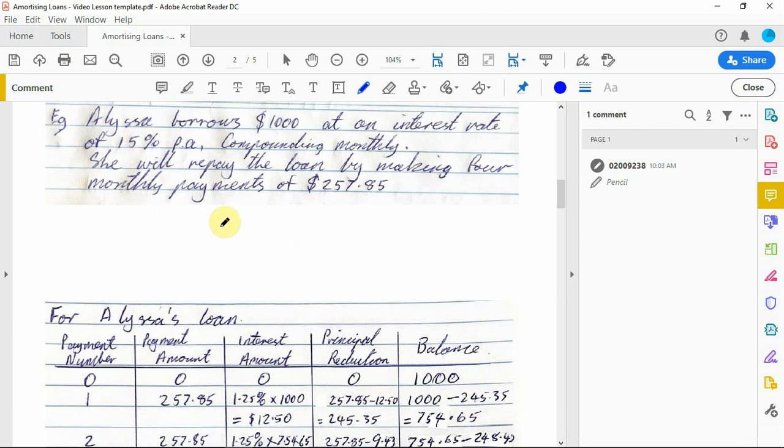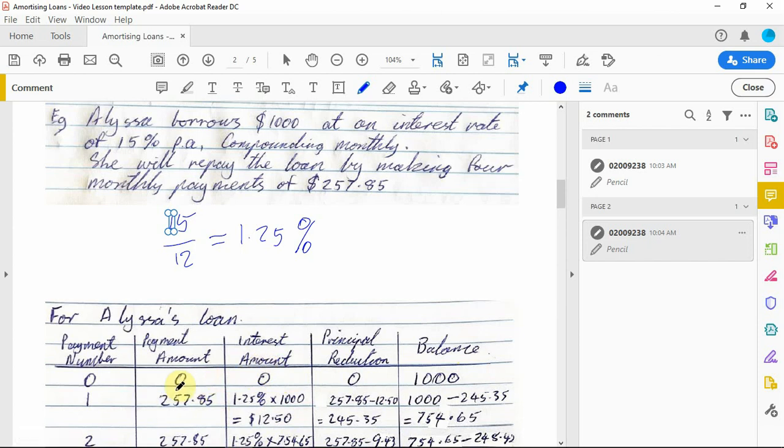15% per annum, when you work that out, that's 15% over 12 months, because it's compounding monthly, and that comes out to be 1.25 when you work that out. So each month, the monthly interest amount per compounding period is 1.25%. So that's where this goes here. Times by 1,000, because our previous balance, the previous line up, is 1,000. So $12.50 she's charged.